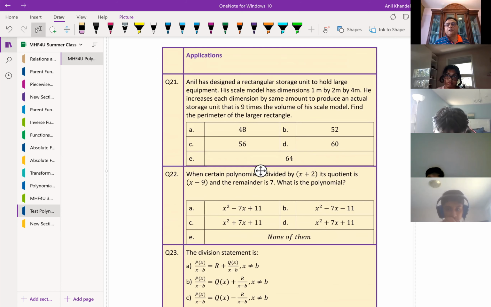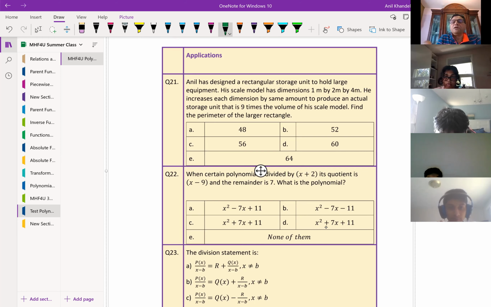Now, Akshat, can you please read this question? Anil has designed a rectangular storage unit to hold large equipment. His scale model has dimensions 1 meter by 2 meter by 4 meter. He increases each dimension by the same amount to produce an actual storage unit that is 9 times the volume of his scale model. Find the perimeter of the larger rectangle.